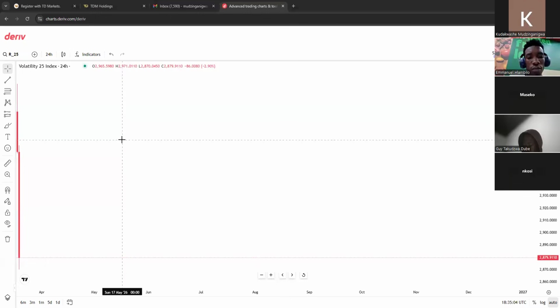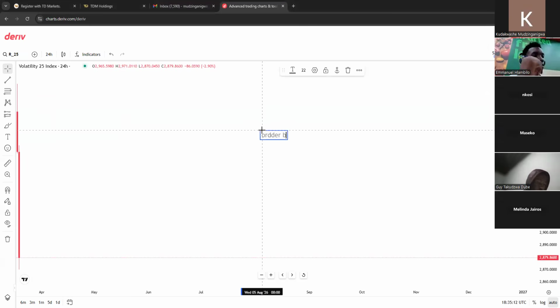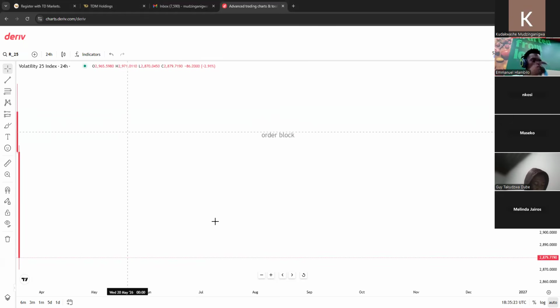Right. So we have what you call an order block, right? Okay. So what is an order block? An order block is a last buy before you sell candle or your last sell before you buy candle.